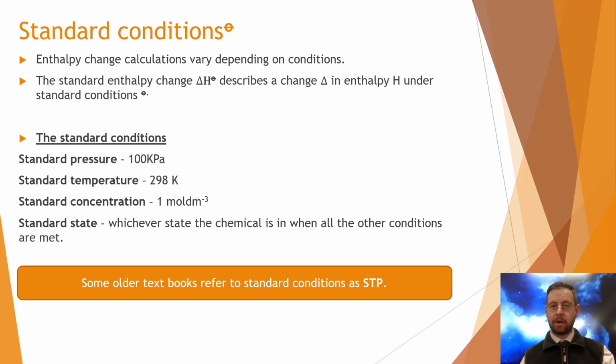It's a circle with a horizontal line through it. It kind of looks like the London Underground symbol, and we use it in superscript after the H. It means that we're measuring the enthalpy change in standard conditions.